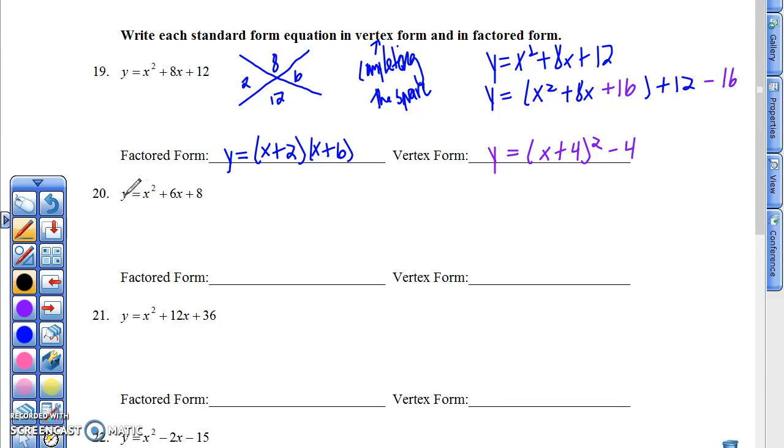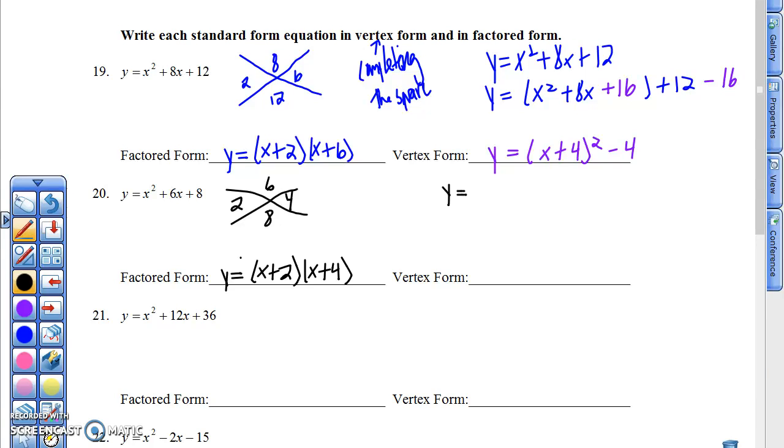Looking at question number 20, y equals x squared plus 6x plus 8, so factoring that. Factors of 8 that sum up to 6, well, those are 2 and 4, so y equals x plus 2 times x plus 4.